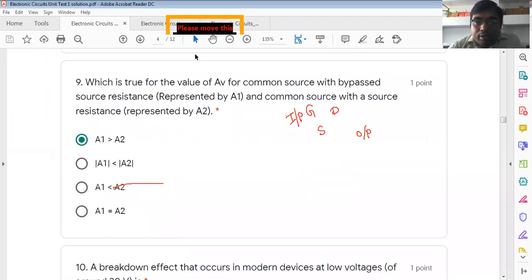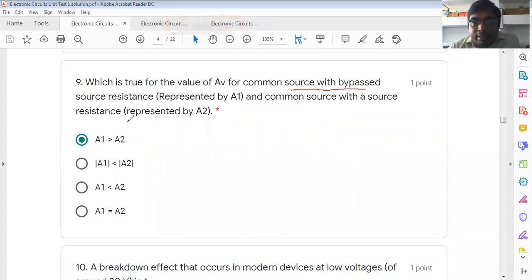Which of the following is true for the value of AV for common source with bypassed source resistance? First configuration is bypass the source resistance. At that moment, the gain is A1. And second condition, when the common source with the source resistance is not bypassed, and this is A2.